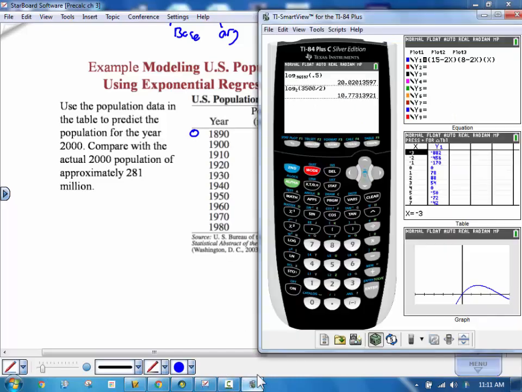Well, we need to get an equation, so we do that with our calculator. We go to Stat, we go to Edit, and we type all this in. So we're going to clear these lists. You're going to enter in 0 through 1, 2, 3, 4, 5, 6, 7, 8, 9. So 0 through 9.